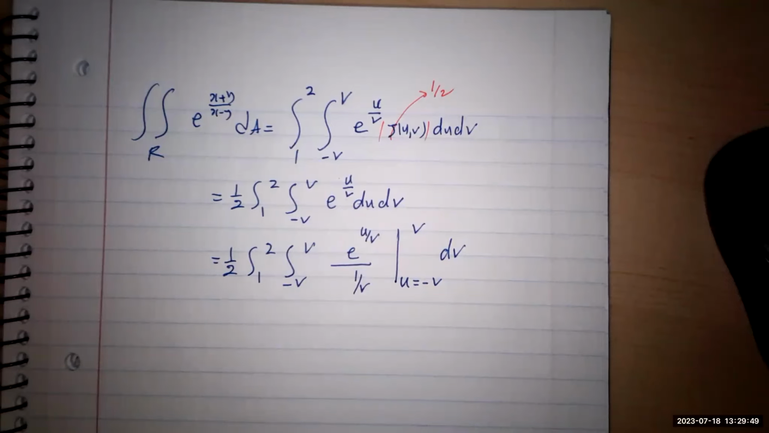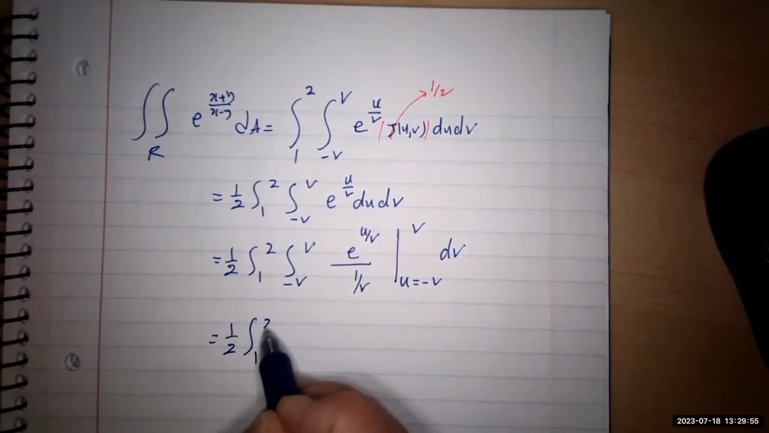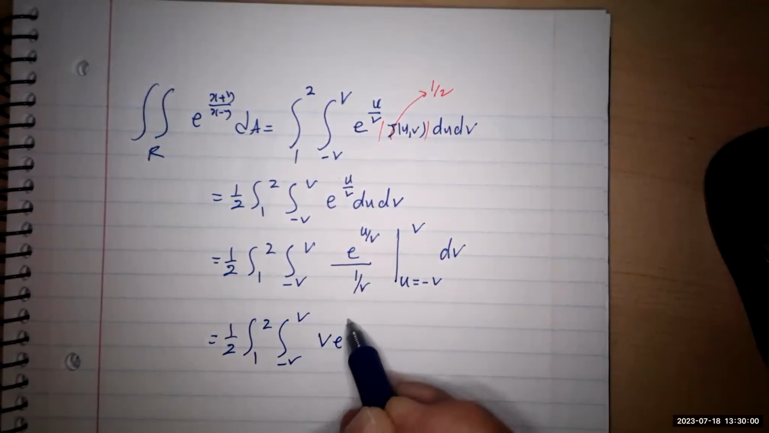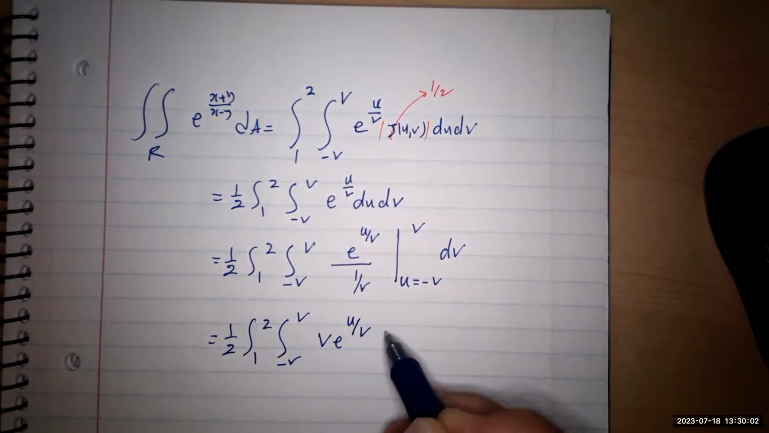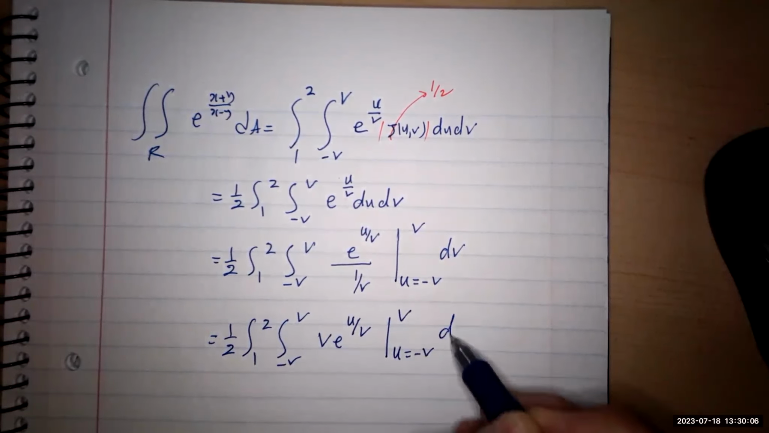Now the reciprocal gives you v here, so that gives you 1/2 of the integral from 1 to 2, negative v to v. So that is a v e to the uv, with u going from negative v to v, then the dv.